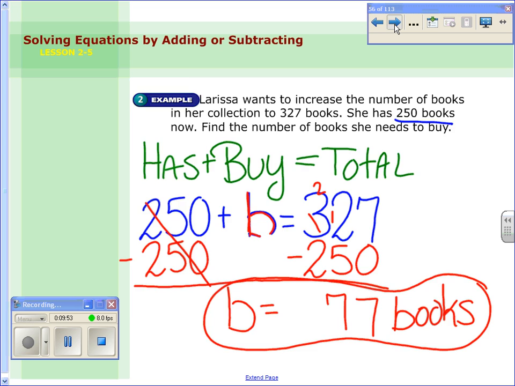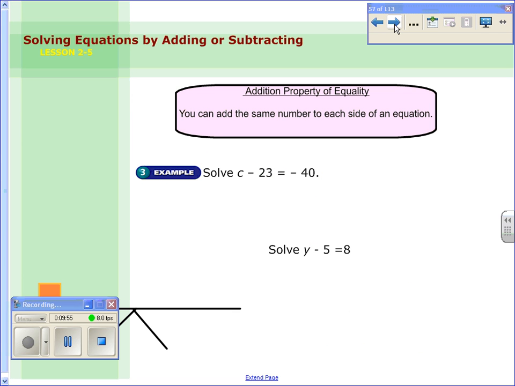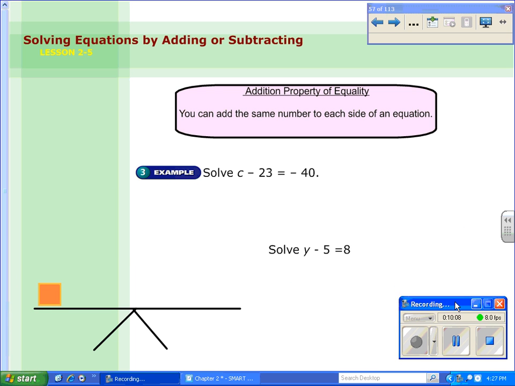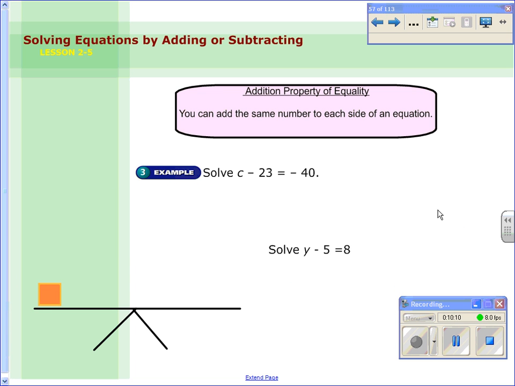All right, so now we're going to look at the addition property. On those other problems, we've been subtracting each time. But the same idea occurs. You can add the same number to each side of an equation, and that equation is still considered balanced. So here we have c minus 23 is the same as negative 40.